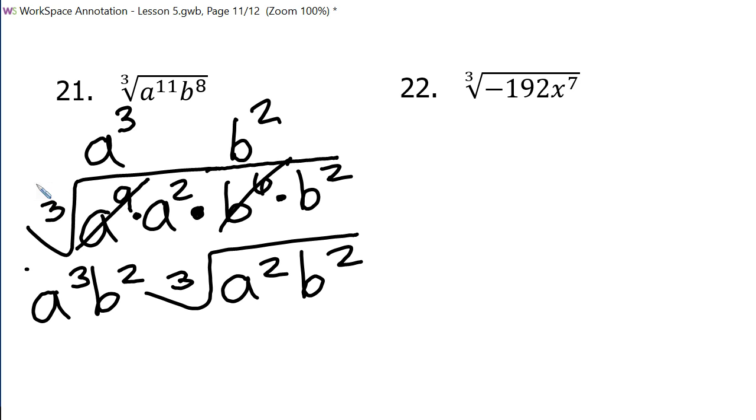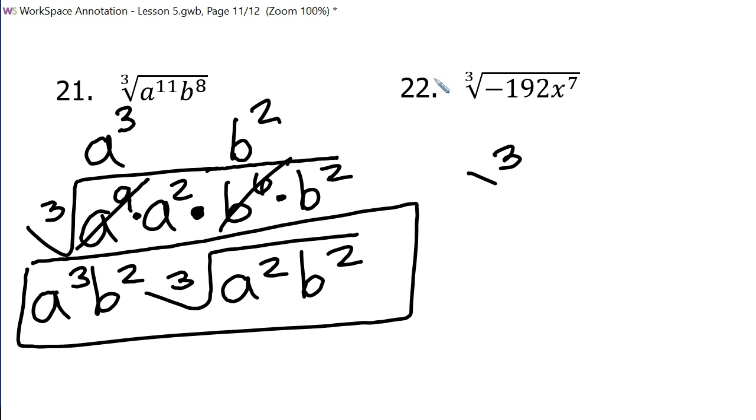Number 22, we have the cube root of negative 192, x to the 7th. Now, if it has a negative, that just means your answer is going to be negative. But if it's a negative, I want you to go ahead and pull out negative 1 as one of your factors. So pull out the negative 1. And then for 192, we need a perfect cube for 192. 64 times 3.